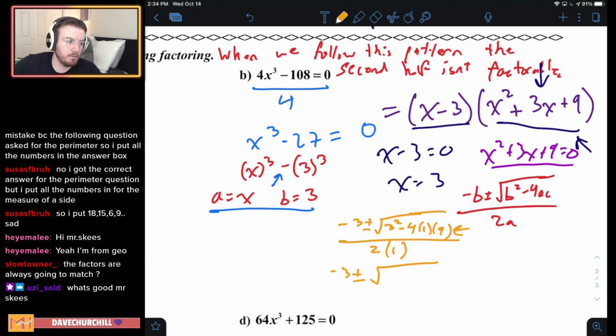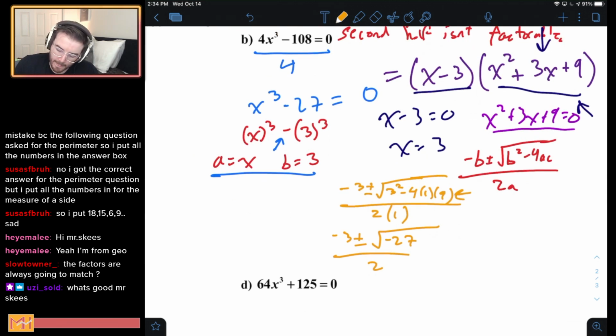to save my hand and to save you time, I'm just going to plug that into a calculator. 9 minus 4 times 1 times 9 is 36. So 9 minus 36 is negative 27 all over 2, which is equal to negative 3 plus or minus.